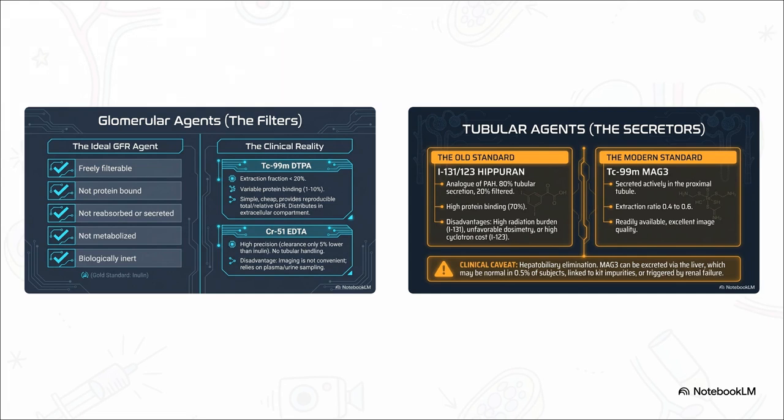TC99M DTPA is our clinical standard for measuring glomerular filtration rate because, well, it's simple, it's cheap, and it's freely filterable. But because it's only a passive filter, its extraction fraction is surprisingly low. We're talking less than 20%.